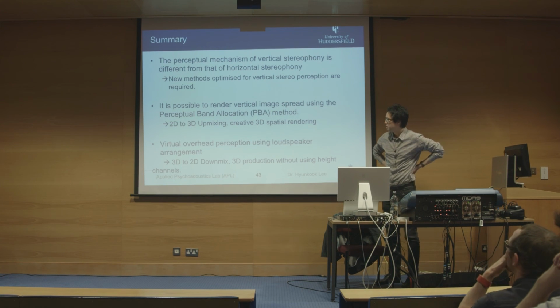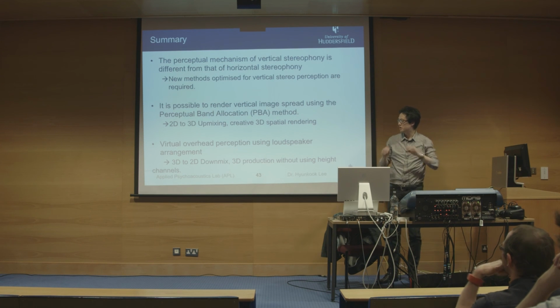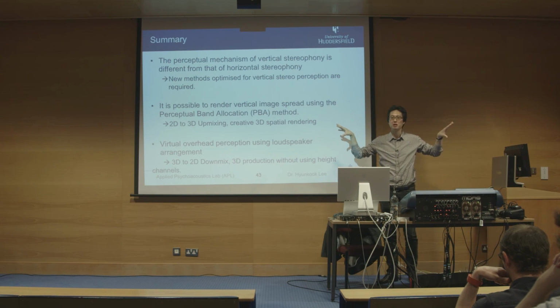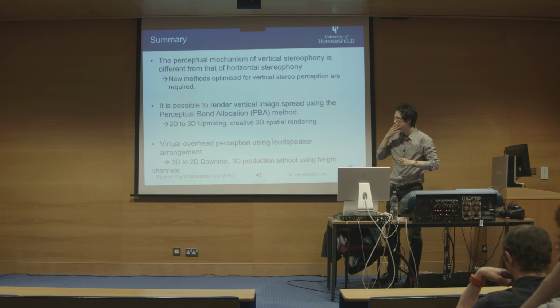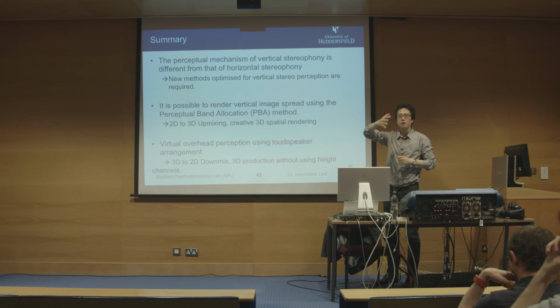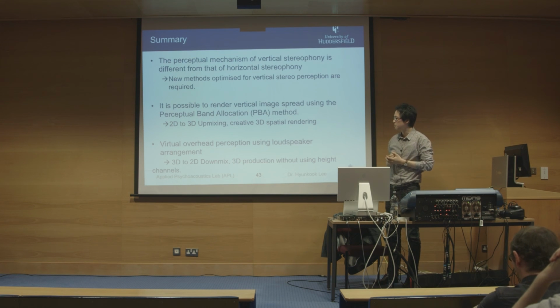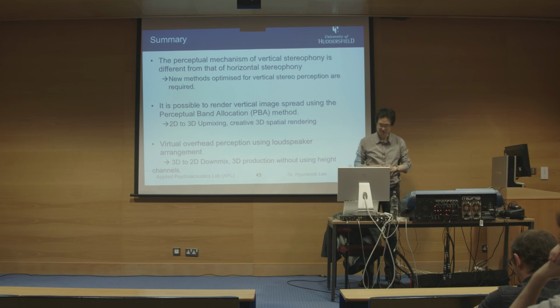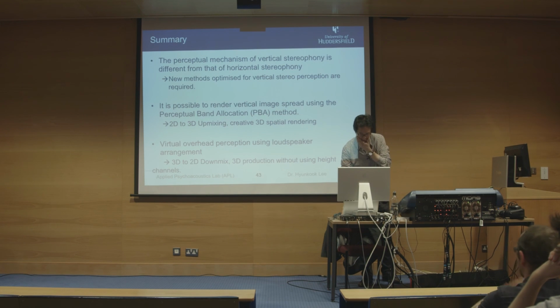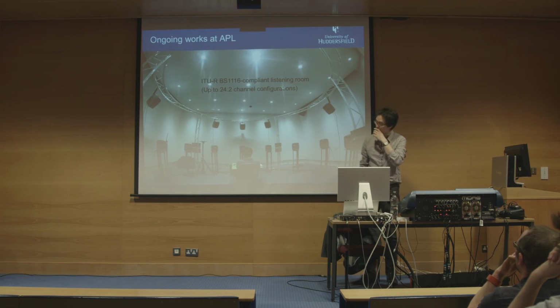Virtual overhead perception using a specific loudspeaker arrangement, like 180 degrees or 240 degrees, or somewhere in between, provides you with this virtual elevation. So it can be used for 3D to 2D downmix, and 3D production without using height channels. Right, so ongoing work.